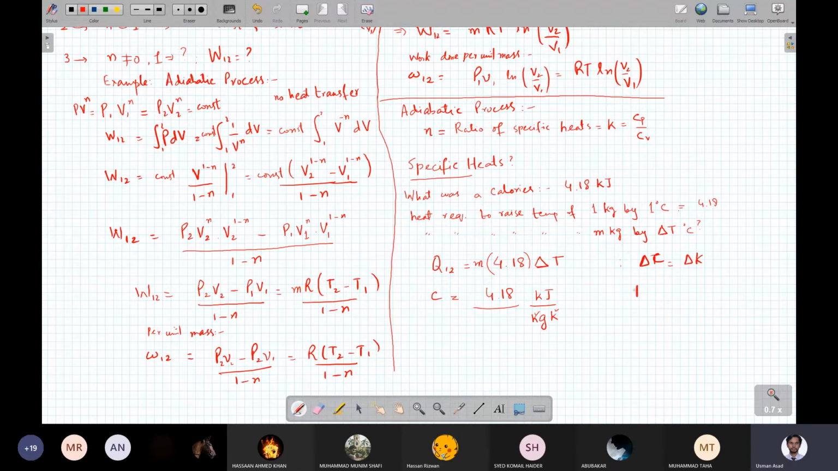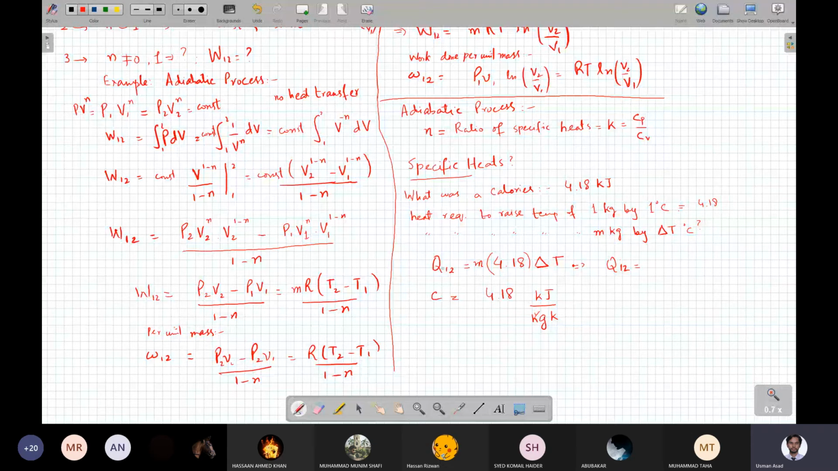So अगर आप for example कोई temperature difference calculate कर रहे हो, तो you can use either Celsius or you can use Kelvin, you're gonna get the same result, right? So SI units जो specific heats के हैं, that is kilojoules per kg Kelvin, जो कि liquid water के लिए, that means the specific heat of liquid water is 4.18 kilojoules per kg Kelvin. ठीक है?